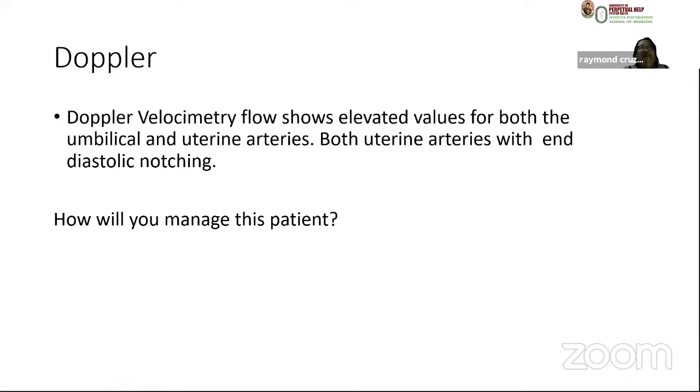Do you admit or send this patient home? Ma'am, we can give antihypertensives and have close fetal surveillance. Close fetal surveillance. Do you terminate, or do we allow the patient to continue with her pregnancy? We allow, but with close fetal surveillance. And what are the parameters we have to fulfill to ensure that the baby is fine, or that we are doing adequate fetal surveillance?